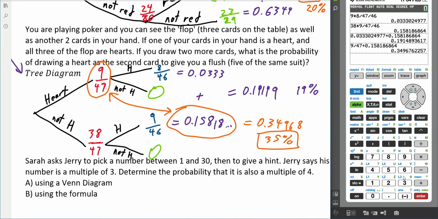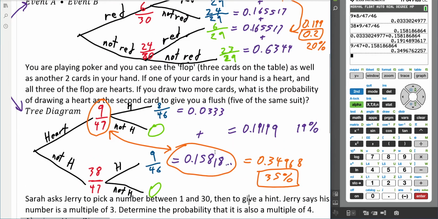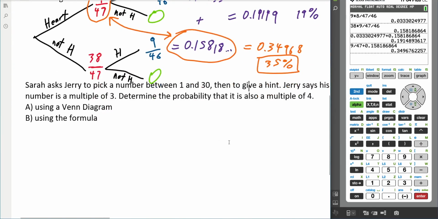Okay, so tree diagrams are pretty interesting for games. Not that any of us can, well, probably none of us can do this sort of math in your head, but probability is super important for games. So one last question to look at here.